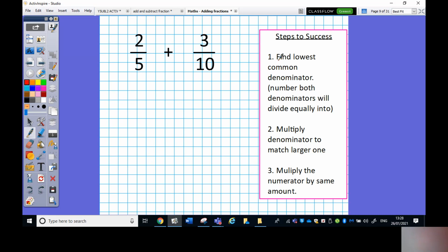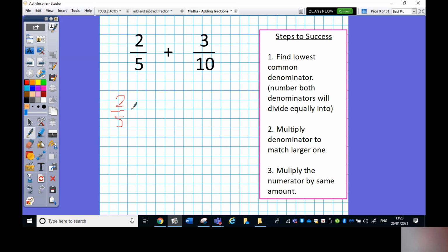First of all, we're going to find the lowest common denominator. Now, what does that mean? It's a number that both denominators will divide equally into. So I need to think of a number that when divided by 5 will give me a number with no remainders, and a number that when divided by 10 will leave no remainders. Can you think of one? Well done, 10.